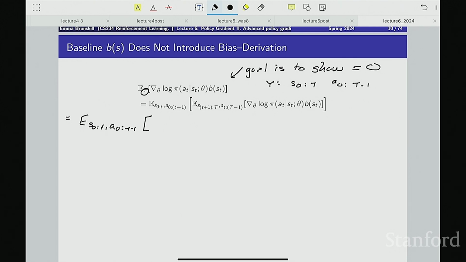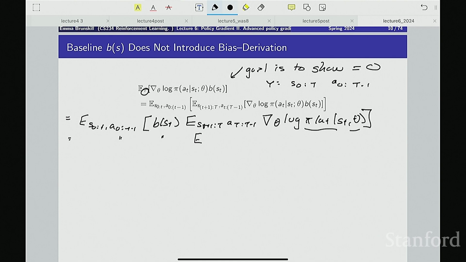I'm going to pull this out because this is not a function of this future expectation. I could pull that out because it's just a function of the current state and it doesn't depend on the future states and the future actions that I take. All right, so that's what I did. And then next I notice that this term here is only a function of the state and the action. It's not a function of all the future actions and future states. So we can just rewrite that as an expectation over the action at time t.